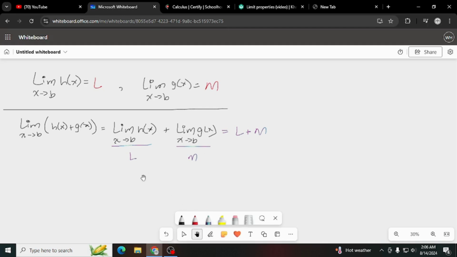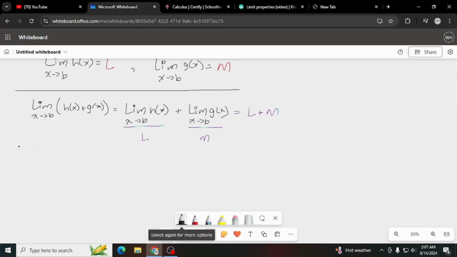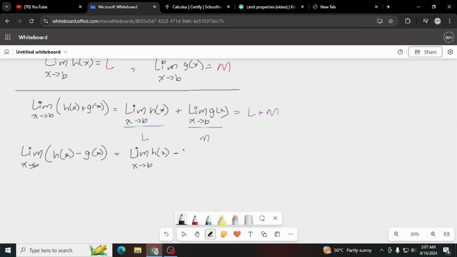Now we have a similar case for the difference of functions inside the limit: the limit as x approaches b of h of x minus g of x. It's a pretty simple case. You take the limit of the first function as x approaches b of h of x, and then take the difference with the limit of the second function as x approaches b of g of x. That is again equal to similar quantities: L and M, so we just take the difference, L minus M.